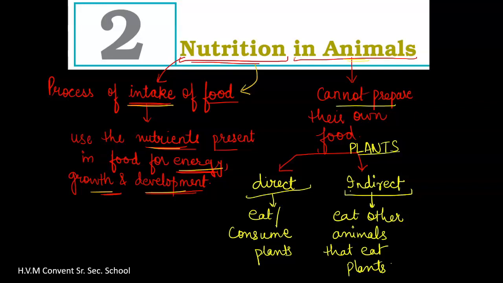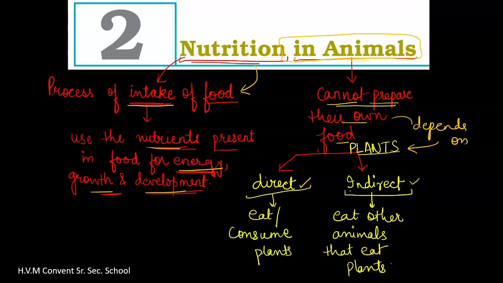Then is nutrition in animals. So what is the type of nutrition that is present in case of animals? We have discussed in chapter 1 that plants can make their own food, but animals, unlike plants, cannot prepare their own food. So these animals depend on plants for their food. So how do animals depend on plants? Animals depend on plants either in a direct way or in an indirect way.